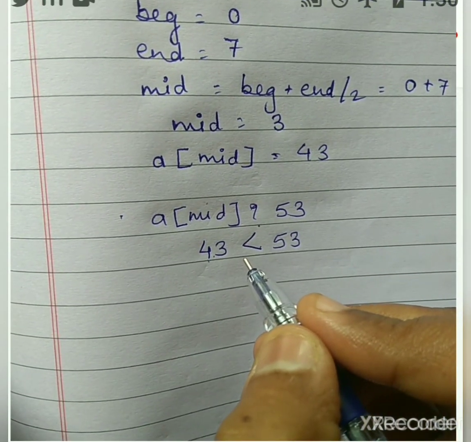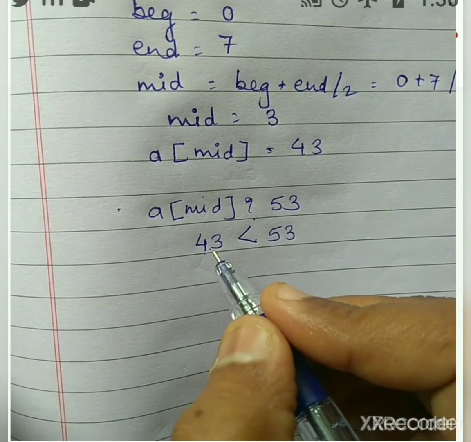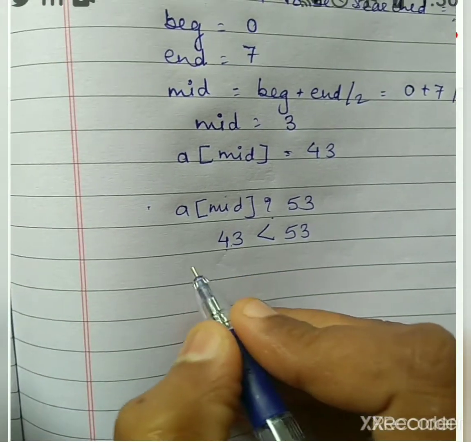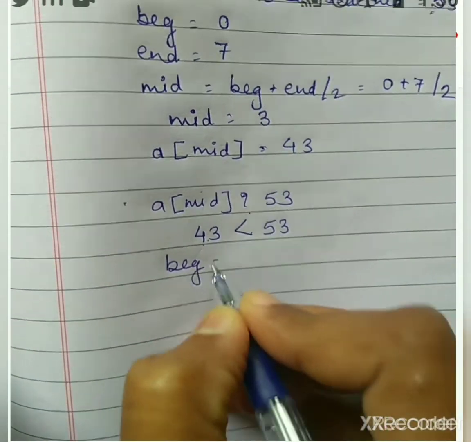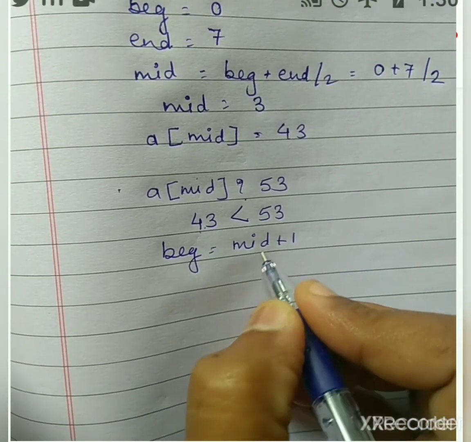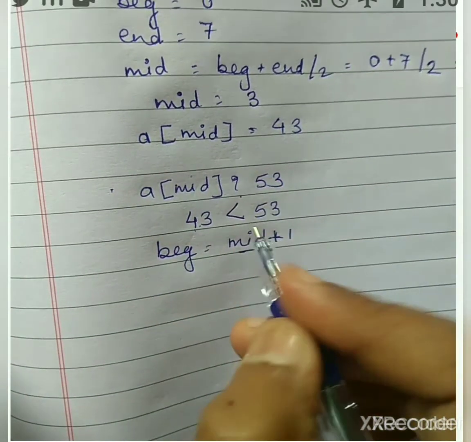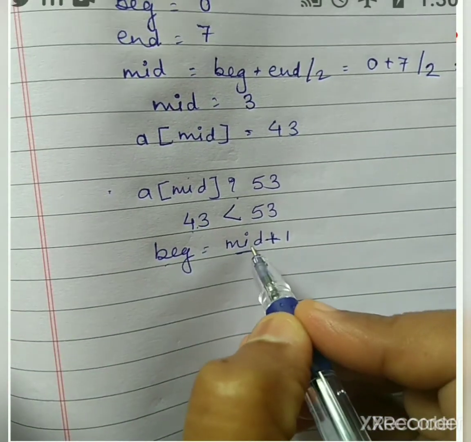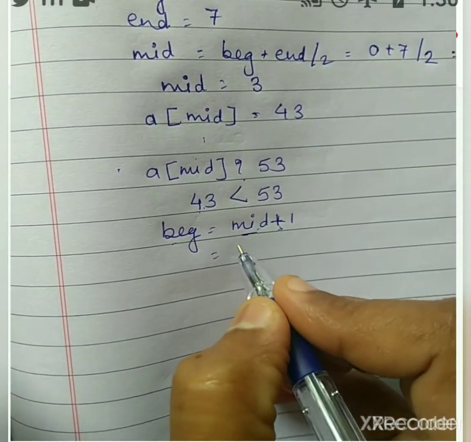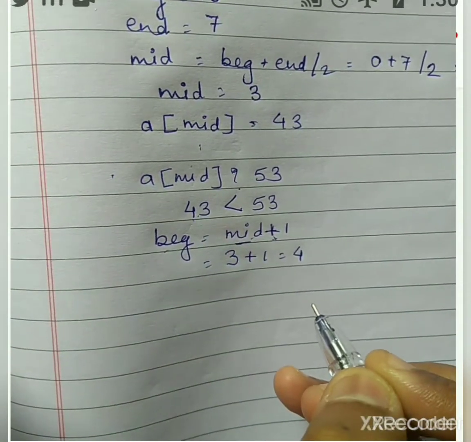When the middle element is less than the element to be searched, then we have to change the beginning. So here beginning will be mid plus 1. Remember that this is the position, not the element at the middle position. So beginning equal to 3 plus 1, that is 4. Now the new beginning is equal to 4.